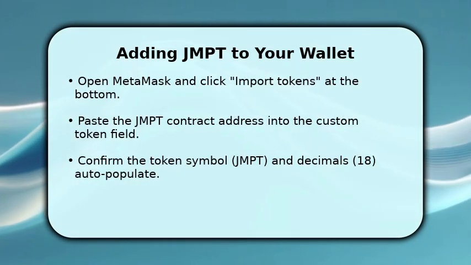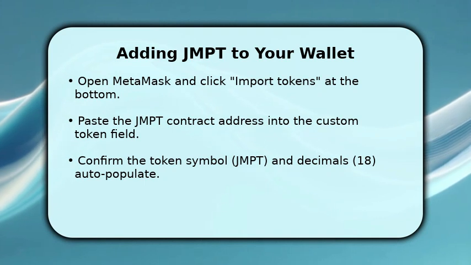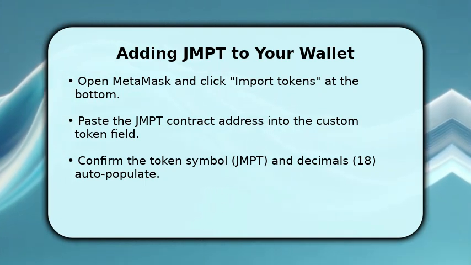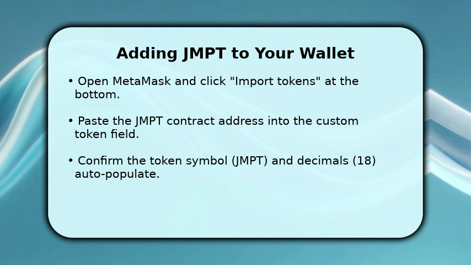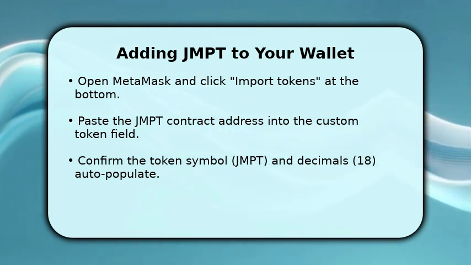Now that you have the contract address, open your MetaMask wallet. Scroll down and click on the Import Tokens button. Select the Custom Token tab and paste the Jmpt contract address you found earlier into the designated field.